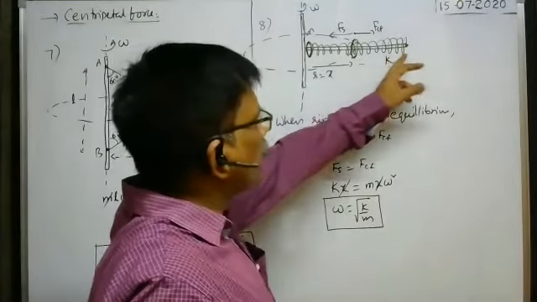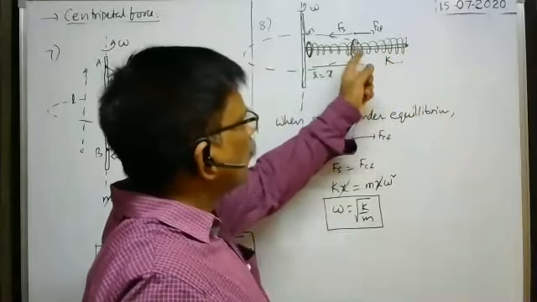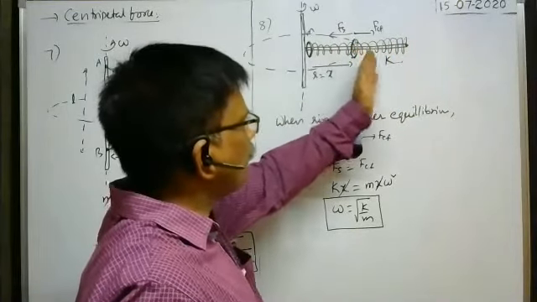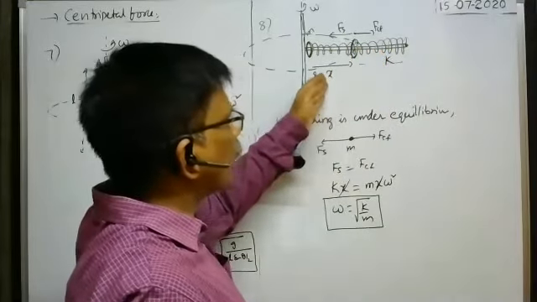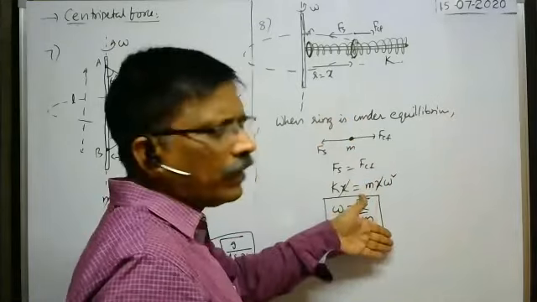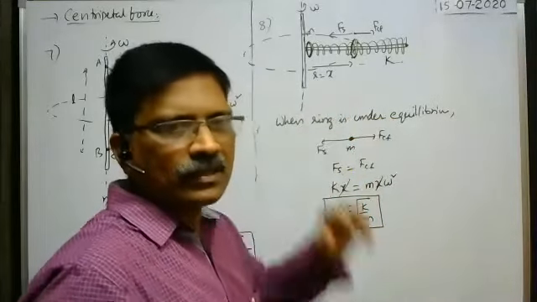The ring is moving away, so through whatever distance the ring moves, through the same length the spring is extended. So spring force acts towards the axis of rotation, centrifugal force acts away from the axis of rotation. Again you will get the same formula. In such a way also they may ask the question.